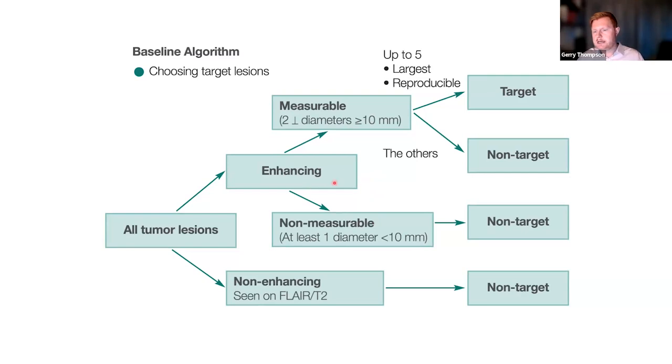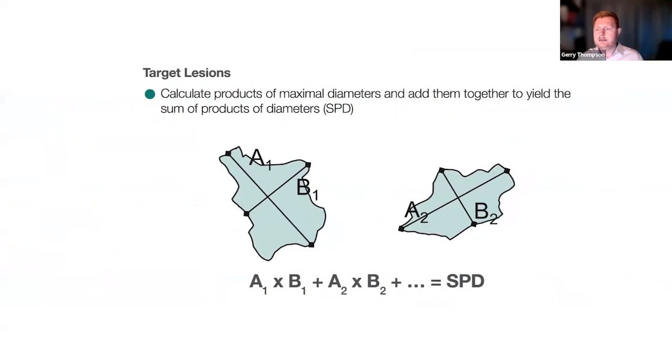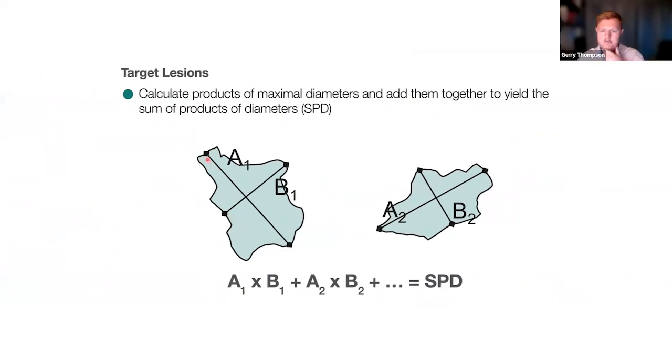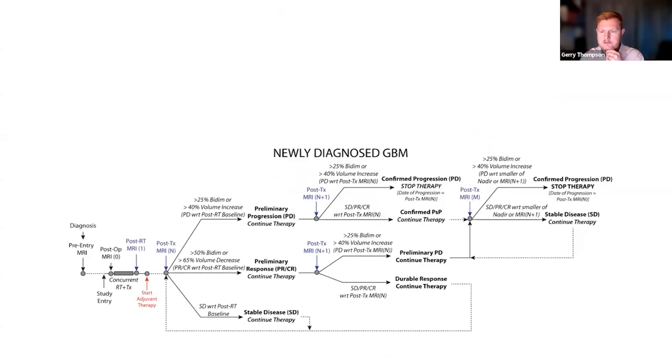You want to choose some enhancing lesions on a brain MRI, measure the diameters of them, classify them as target or non-target lesions, and then this is the kind of thing that you'll get: a caliper maximum dimension with the perpendicular, and all that happens is these are multiplied, so you get the products and then they're added, so it's the sum of the products of the perpendicular diameters, and that metric, that reductive metric, is used to determine if the patient's disease is improving, stable, or they have progressive disease.